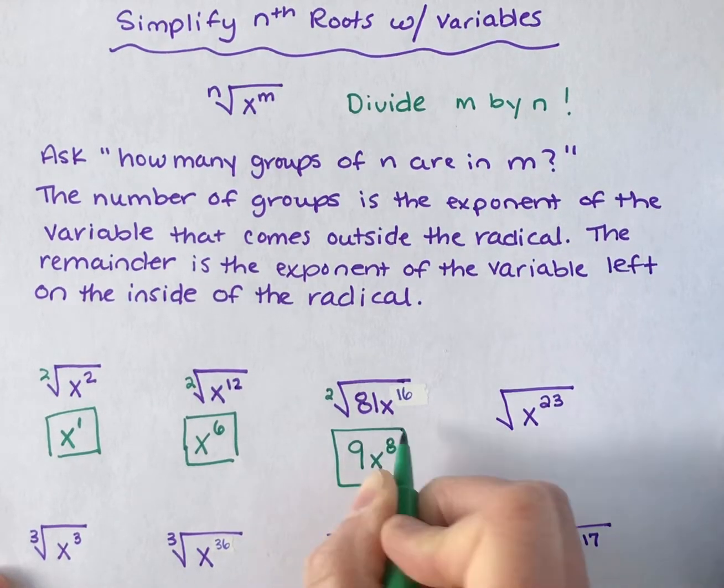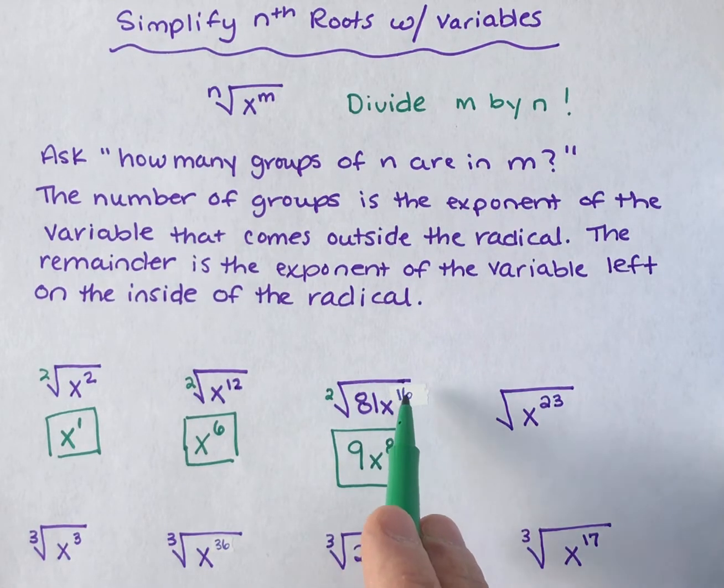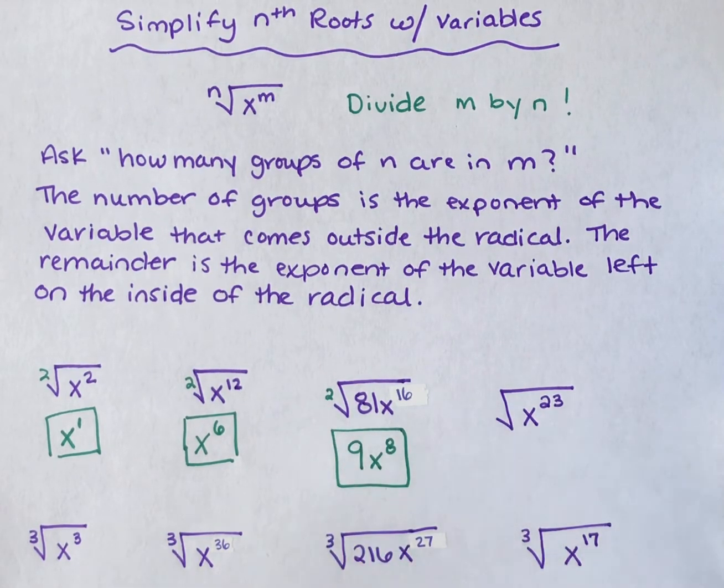There was no remainder, so there is nothing left inside the radical. The radical is totally gone. 81 was a perfect square. The square root of 81 is 9. The exponent 16 divided by 2 came out as 8. There were no groups left.